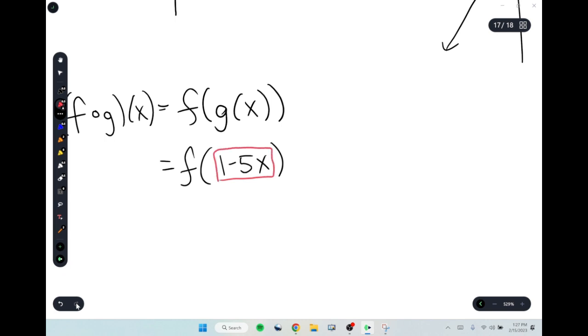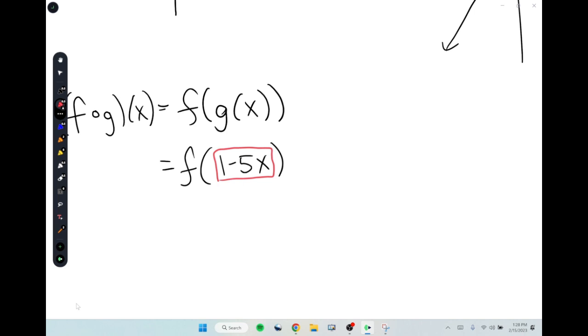Plug it in. Where? Everywhere you see an x. So what is the normal f of x? You have to look at it. Oh, that's right, I gave it to you like a week ago. It's x plus 5 squared.